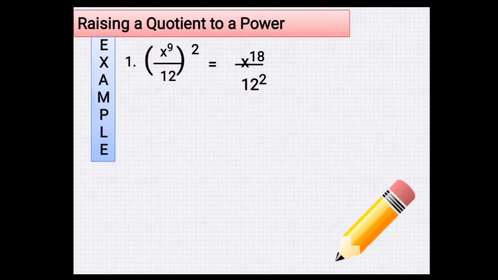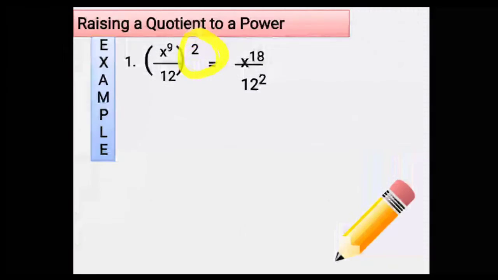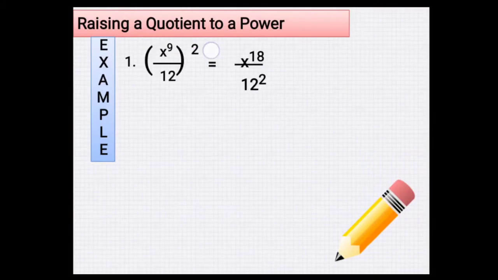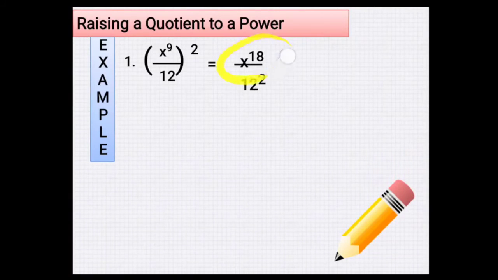In that case, you have to distribute the exponent, or multiply the exponent outside the parentheses to the exponent inside the parentheses, for the numerator and the denominator. So let's start with the numerator. We have x to the 9th power. What you are going to do is multiply the squared, or the exponent outside the parentheses, to 9. So 2 times 9 is 18. Therefore, the answer is x raised to the 18th power.